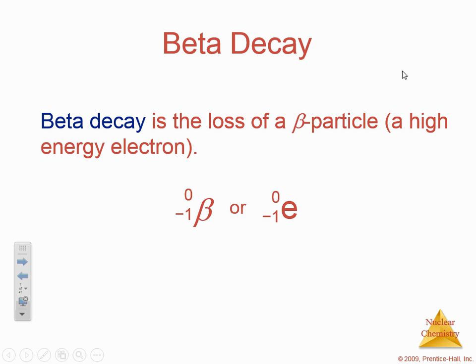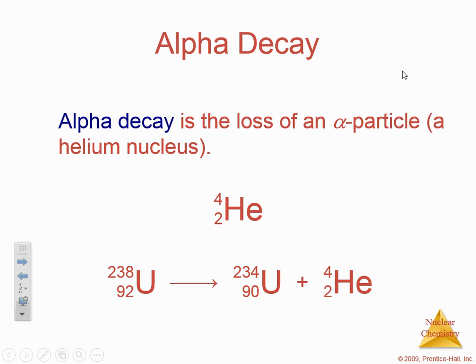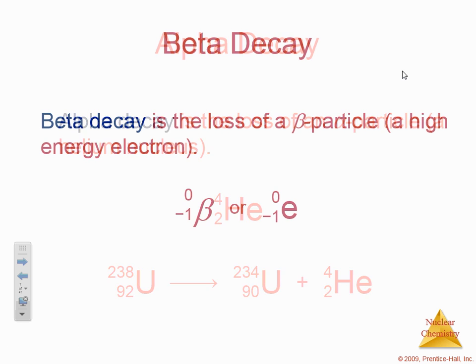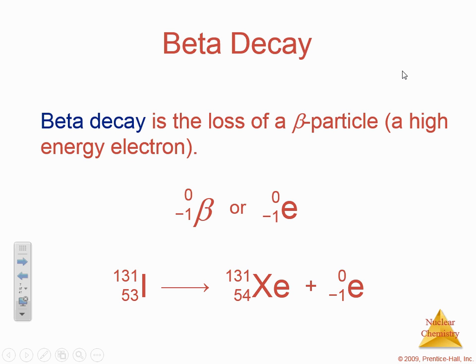Beta decay is the loss of a beta particle. An alpha particle, if we go back here, was essentially a helium nucleus. A beta particle is going to be a particular type of particle, such as an electron. So we can see here iodine-131 is going to decay into xenon-131 plus an electron. Now remember, an electron has no notable atomic mass, but its charge is -1. So it has -1 protons.